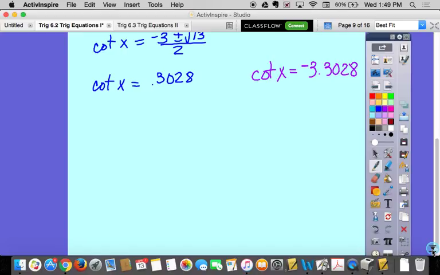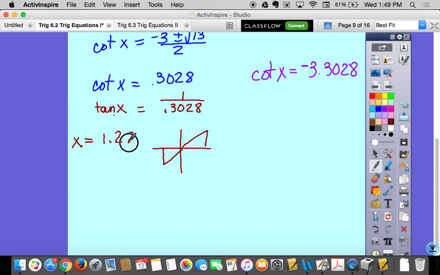Here we go. I don't have a cotangent button on my calculator, so I need to go with reciprocals. The reciprocal of cotangent is tangent. To do the reciprocal over here, you literally do the reciprocal. Now, I have tangent and I have a positive fraction. Which 2 quadrants is tangent positive in? 1 and 3. Okay. Make sure your calculator's still in radians, and then we're going to do inverse tangent of 1 divided by 0.3028. That gives me a reference angle of 1.2768.